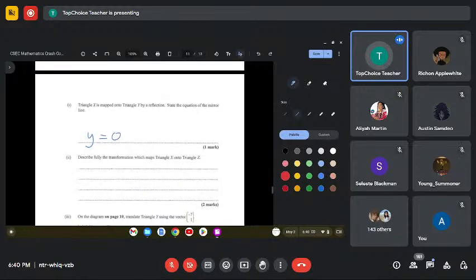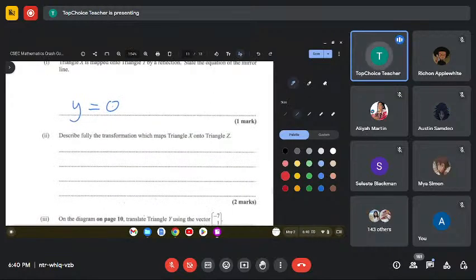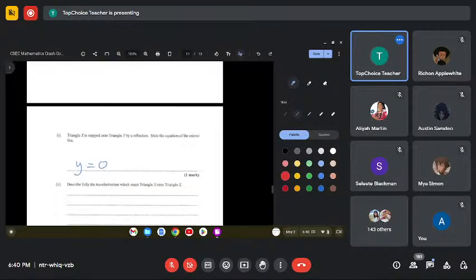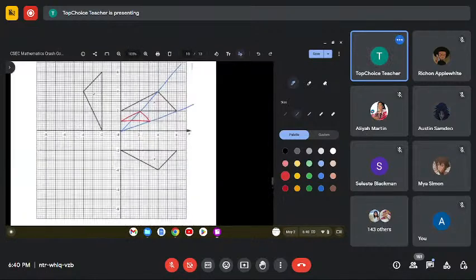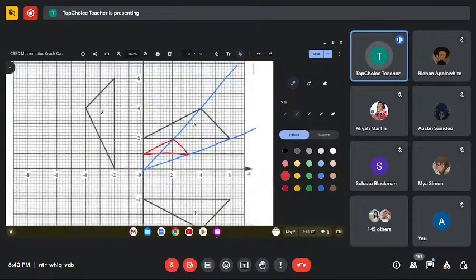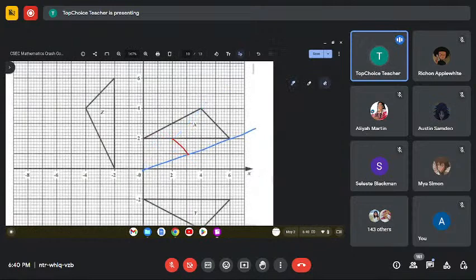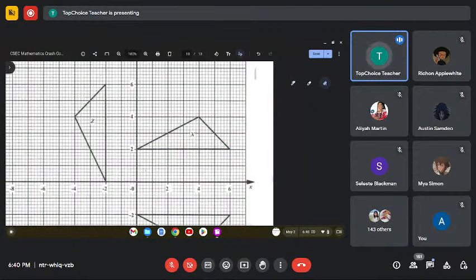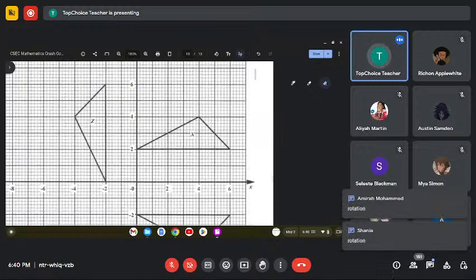So we're moving on now to number 2. Describe fully the transformation which maps triangle X onto Z. Let's see what that is. So we have triangle X here. Now again, I'm going to remove my wonderfully drawn lines. I'll put them back when I need to. We're going to look at which transformation would map X onto Z. What could possibly put X onto Z?